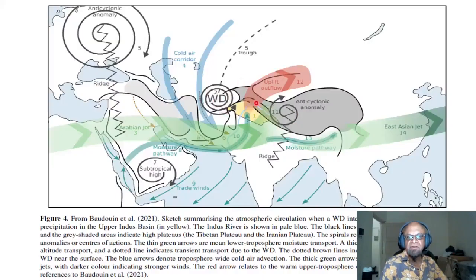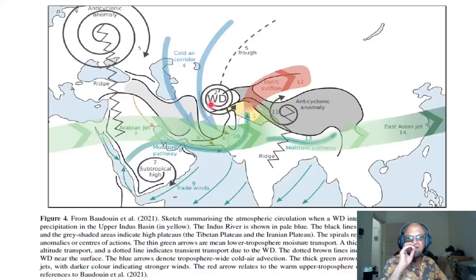Black lines indicate major mountain ranges, so you can see the black lines here. Okay, this one here, if you can keep them, not the zigzag line, this one and this one. The black lines indicate major mountain ranges, and gray shaded areas indicate high plateau, the Tibetan plateau and so here is the Tibetan plateau and the Iranian plateau. The spirals represent tropospheric geopotential anomalies or centers of action. So here is one spiral and here is another spiral.